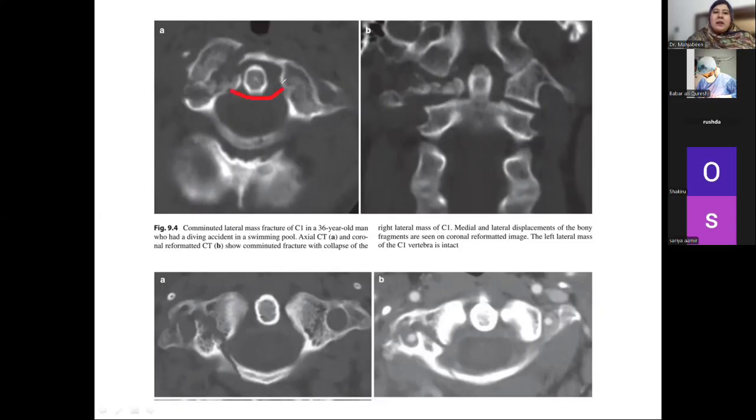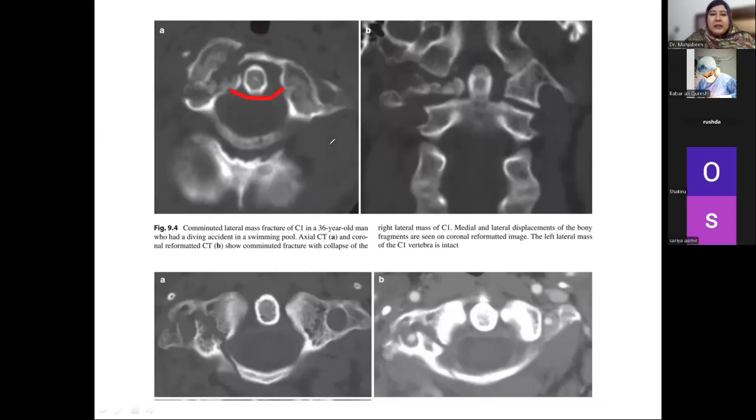Can anybody tell me what ligament I have drawn here? Anyone? What's the ligament that I've drawn? Okay, Dr. Reis: TAL. What is TAL? Can anybody tell me the full form of TAL? That's the transverse atlantal ligament. See, it's not difficult, okay?